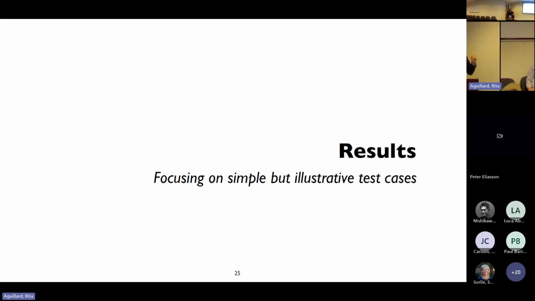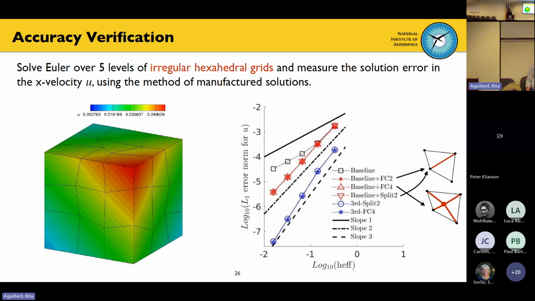So I only implemented this in my test code, and it works on hexa, prism. I don't have pyramid, and this is a serial code, so these test cases are small size. We solved the Euler equations over 5 levels of irregular hex mesh and measured the solution error in the x velocity. This is a contour of the x velocity using a manufactured solution. And so now look at this error norm for the velocity versus the mesh size, effective mesh size.